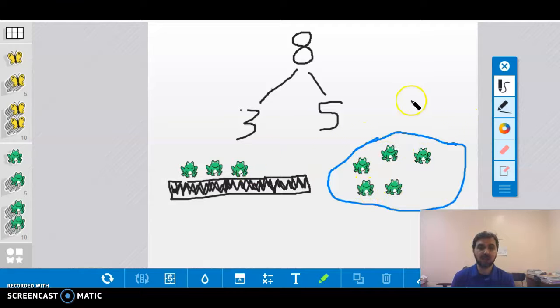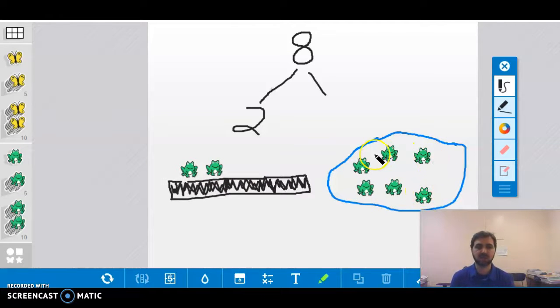Whoa, what if another frog gets hot and jumps into the pond? Oh my goodness. Now we've broken up 8. We've broken it apart into 2 different numbers, which are 2, right? There's 2 frogs here. And how many frogs are over here now? There were 5. We added 1 more. That makes 1, 2, 3, 4, 5, 6.